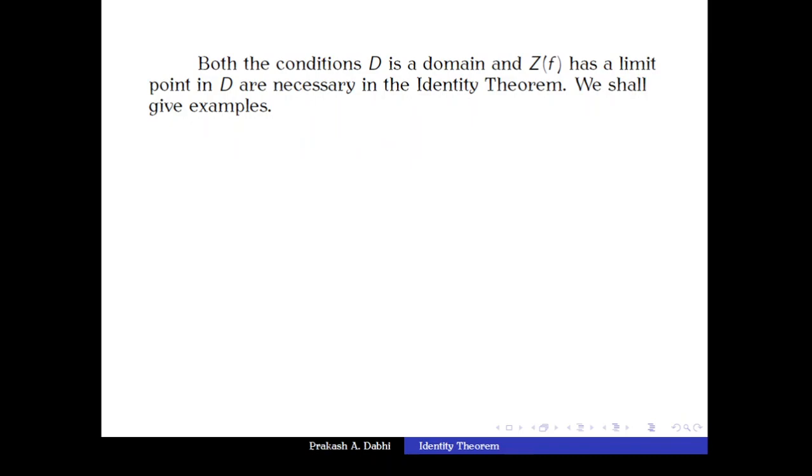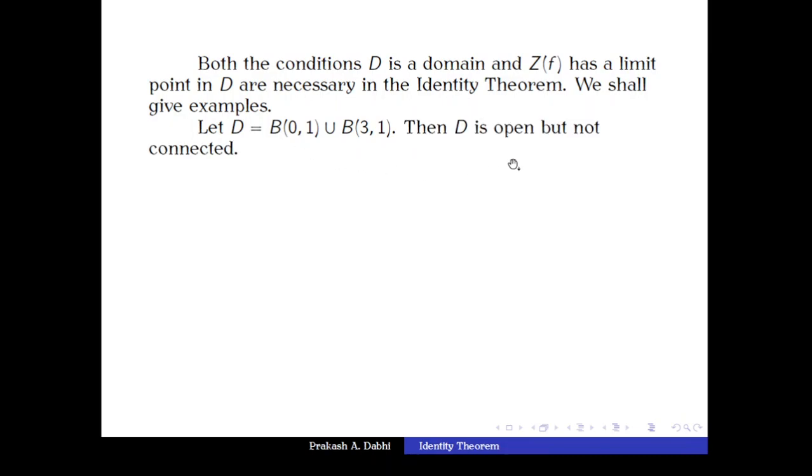So in the first example we take an open set that is not connected, and we show that the identity theorem does not hold. So what we do, let us take D to be the ball with center 0 and radius 1 union the ball with center 3 and radius 1. So D is a disjoint union of two open balls, so D is an open set. One can see that D is not connected.